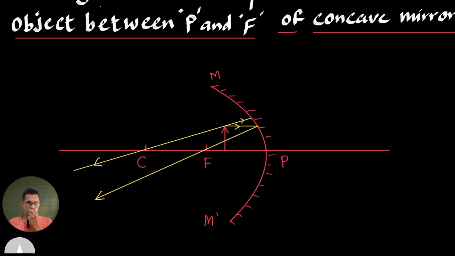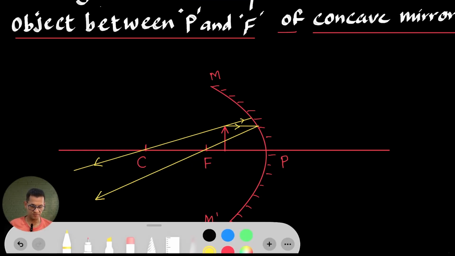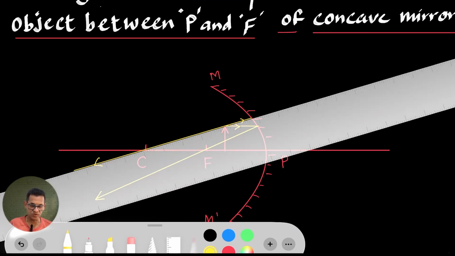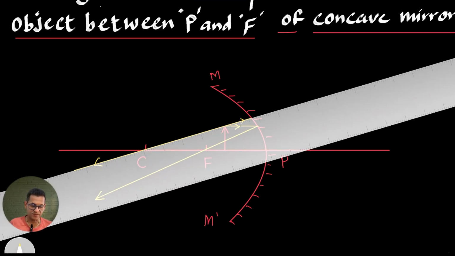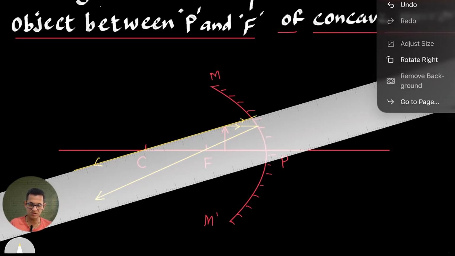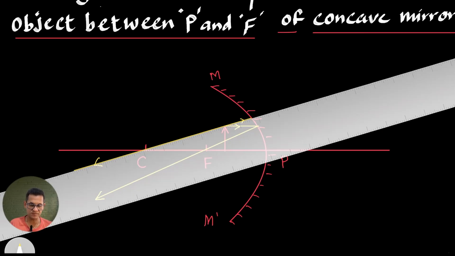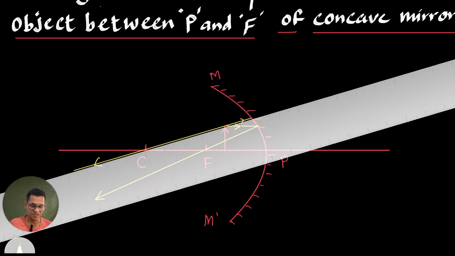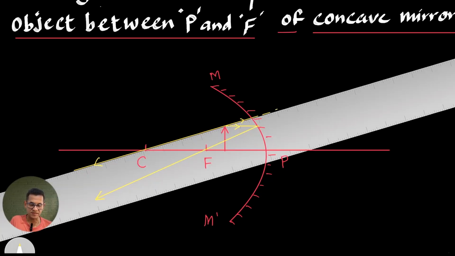So whenever we get diverging light rays, we try to trace them backwards and see if they appear to meet behind the mirror. So we'll take the ruler and trace back the same light ray behind the mirror with dotted lines.